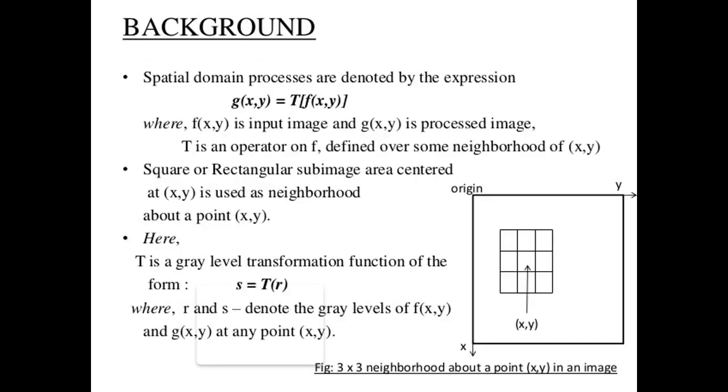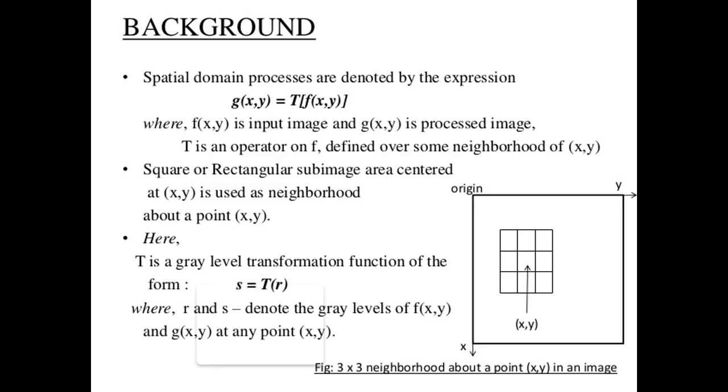The spatial domain process is denoted by g(x,y) = T[f(x,y)]. Here f(x,y) is the input image and g(x,y) is the output image, and the term T is known as the operator. This operator can be applied to a single image or to a set of images.